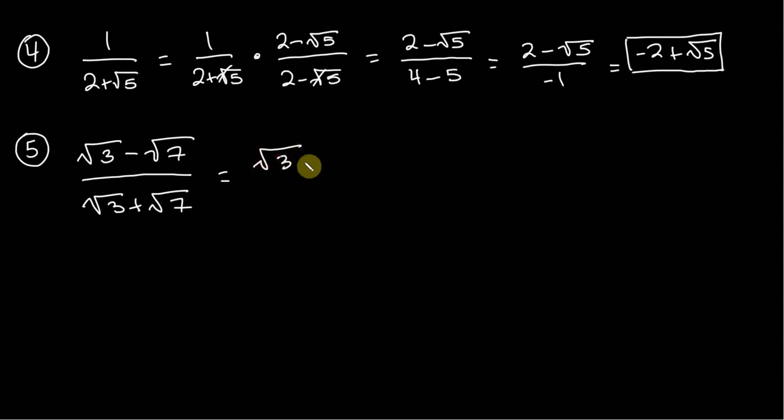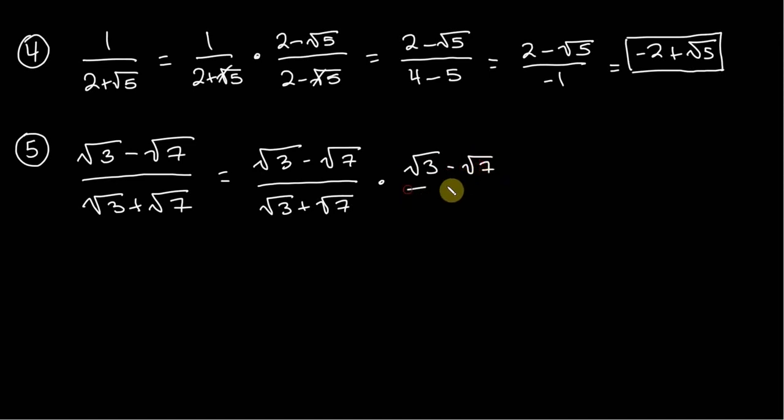We've got our root 3 minus root 7 up top. All of that's over root 3 plus root 7, and we're going to want to multiply all of this by root 3 minus root 7, right? So it's going to be multiplied by root 3 minus root 7.